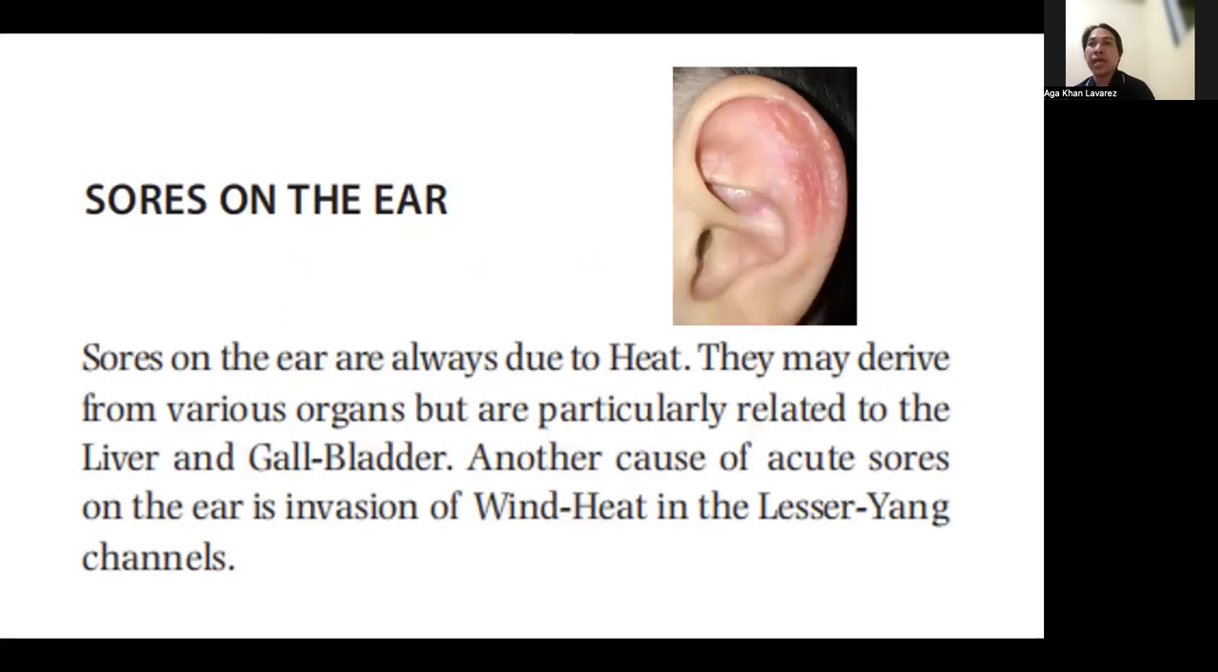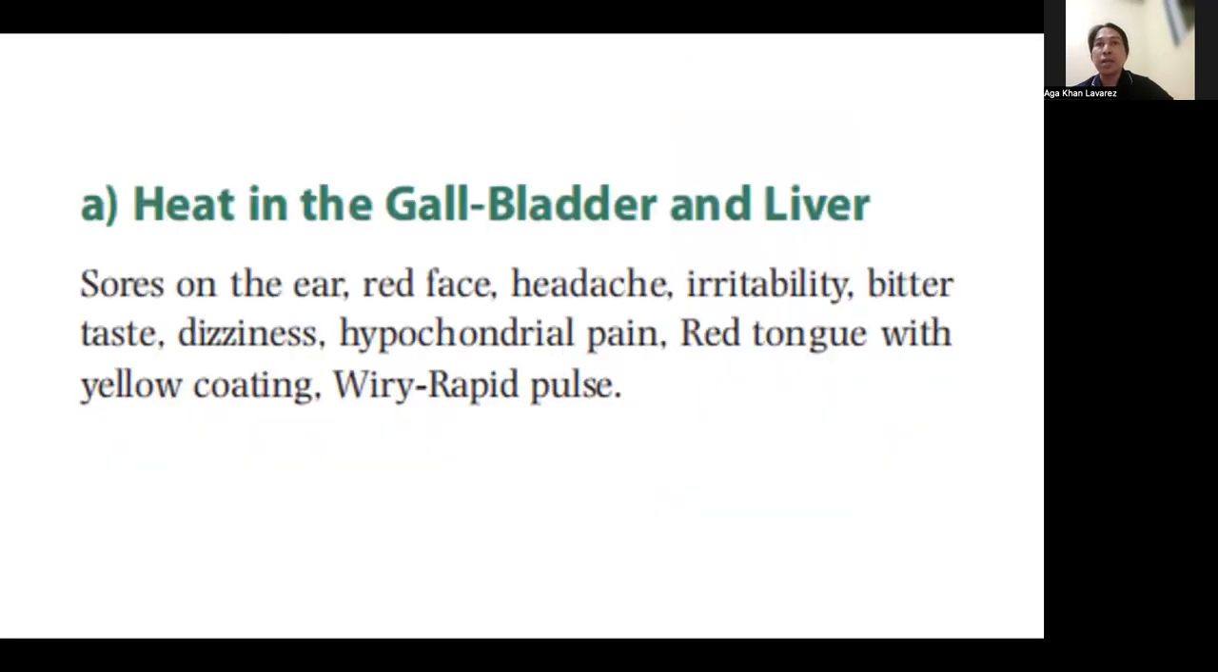Sores on the ear. As you can see in the picture, sores on the ear are always due to heat. They may derive from various organs but are particularly related to the liver and gallbladder. Another cause of acute sores on the ear is invasion of wind heat in the lesser yang channel, Sanjiao and gallbladder. Letter A, heat in the gallbladder and liver.